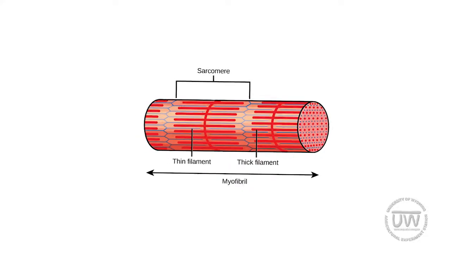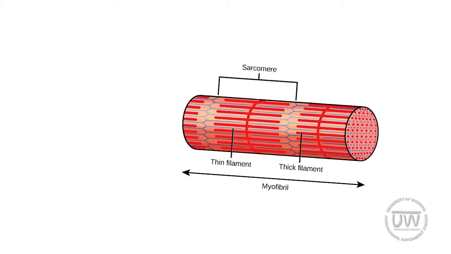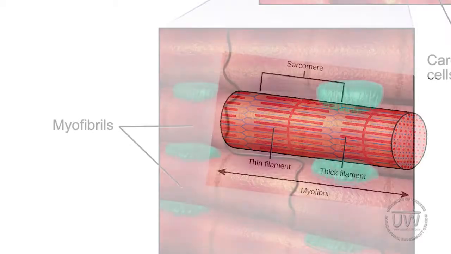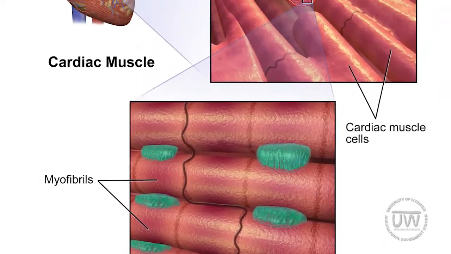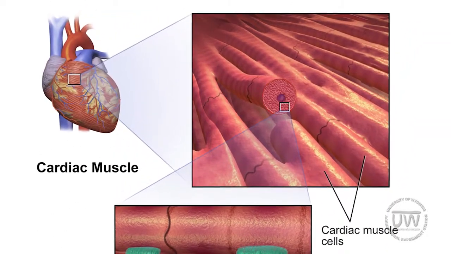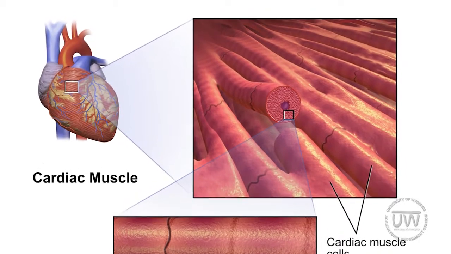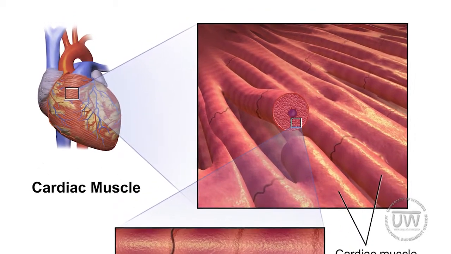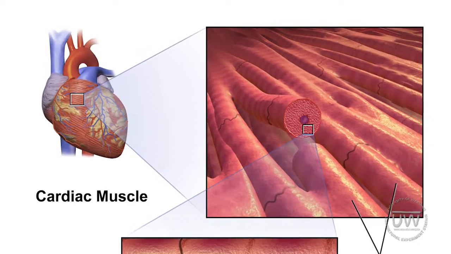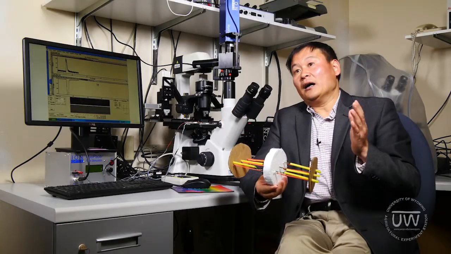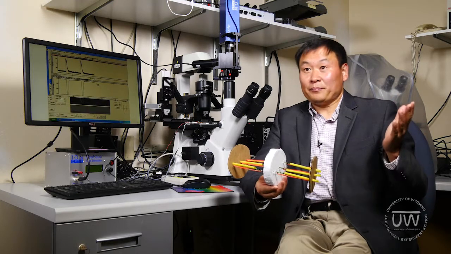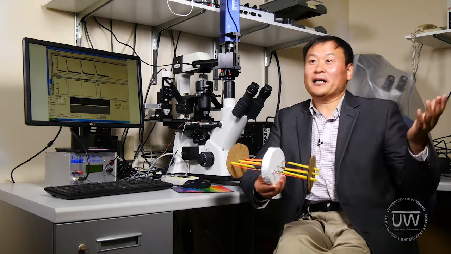That will form a long cylindrical rod, which we call a myofibril. There are about 500 to 1,000 myofibrils in one muscle cell, taking up about 80% of the space in the muscle cell. It's much like an optical fiber cable filled with glass fibers.